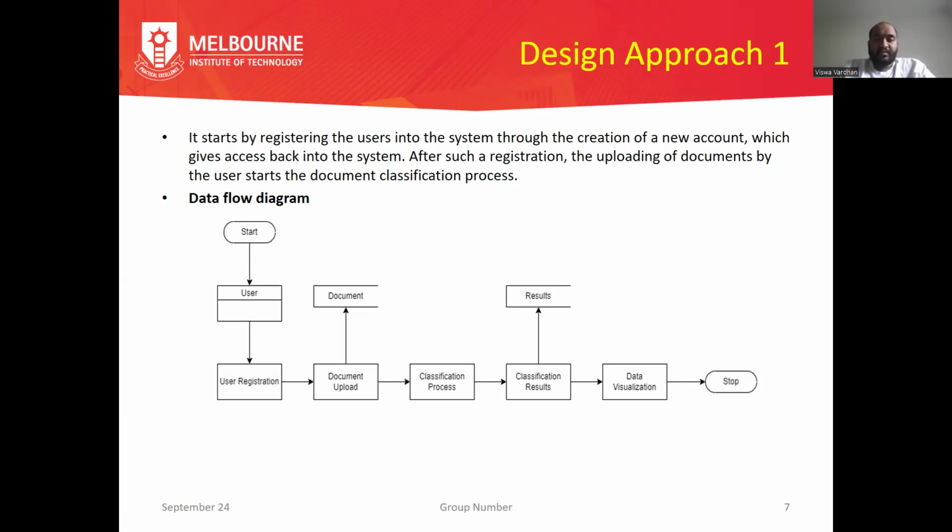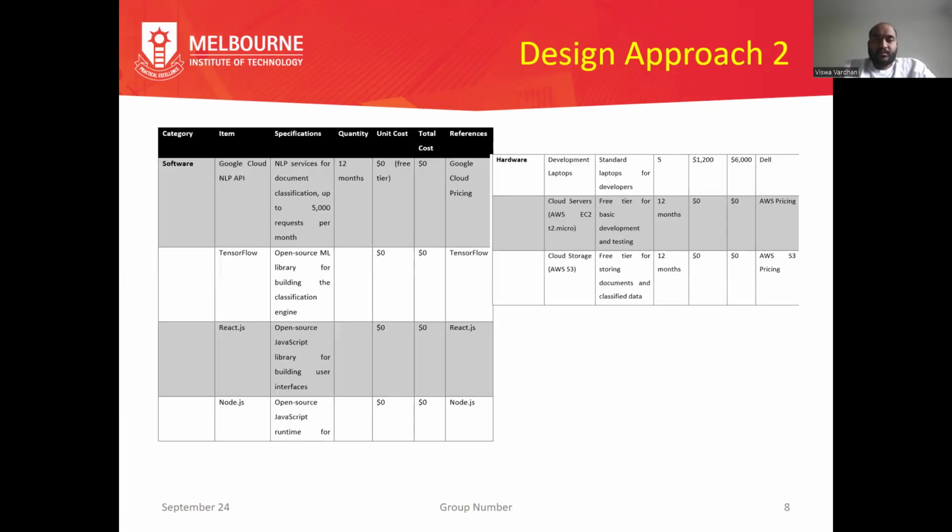And while coming to approach number 2, here you can see the set of software and hardware and how much each of them costs regarding Google Cloud, TensorFlow, and React, and also Node. So here a matrix-based approach is mainly used.